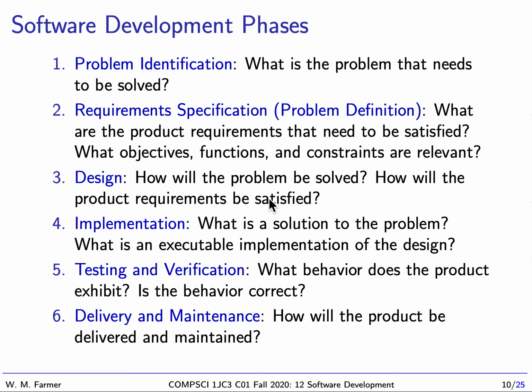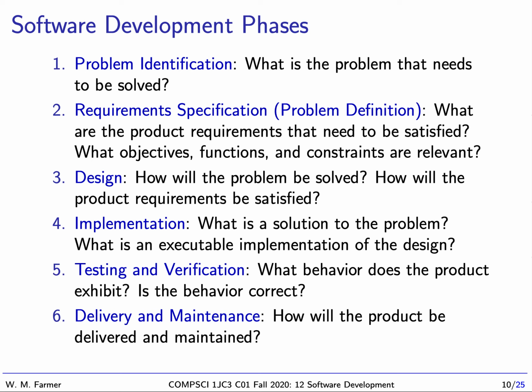Introduction to Computational Thinking. We're continuing with the last topic of the course, software development. We're going to start today talking about the development phases that are involved when we're producing software. Now, there's various ways you could define these phases, but I'm going to define the development process as consisting of 6 phases. And I'm going to go through each of these.